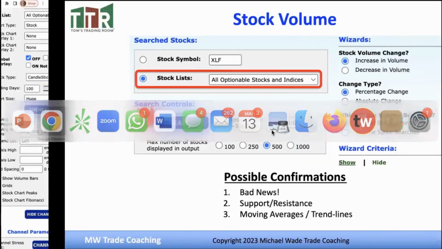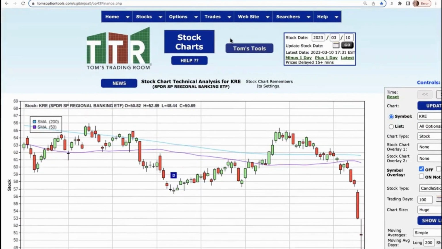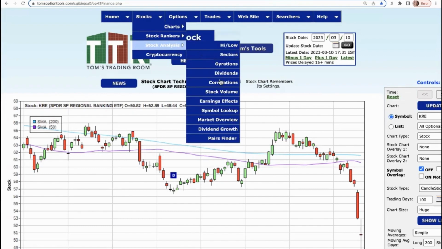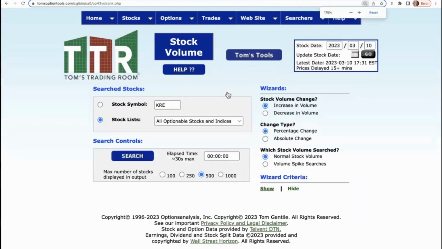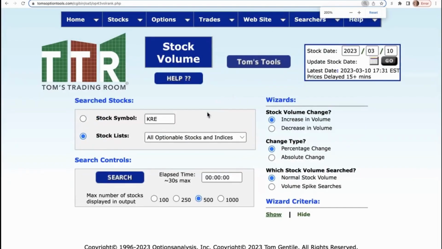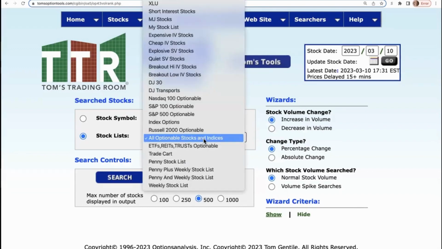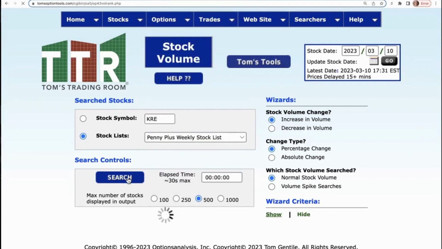I'm going to go right into the tools here and show you where this volume ranker is. I'm going to go to stocks, stock analysis, and stock volume. I spoke about this scanner a while ago, and I think about 2 months ago I might have done this one. You can go after all optionable stocks and indices. In this case, because there's so many of them, I'm going to change my list to penny plus weekly and then hit search. And that will give me a list of the highest volume stocks.